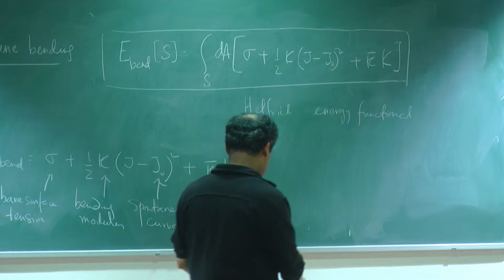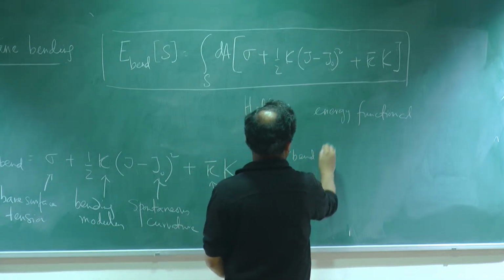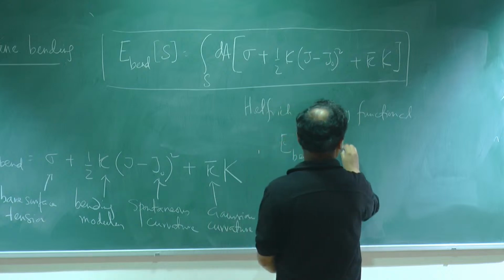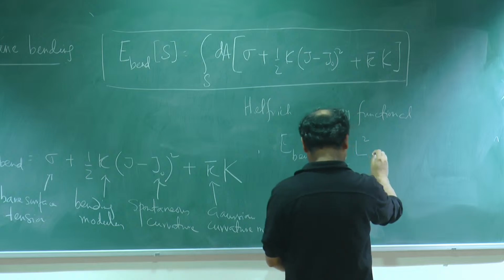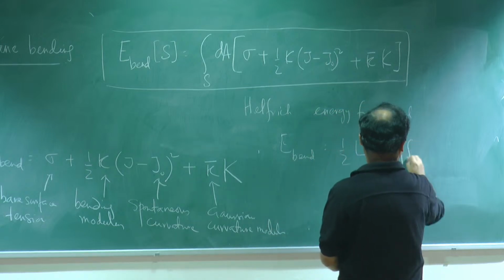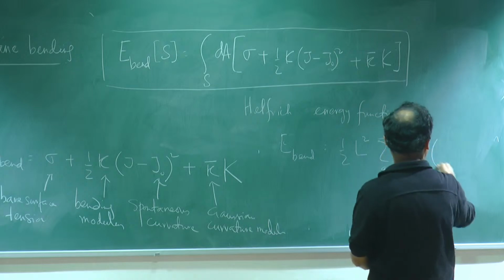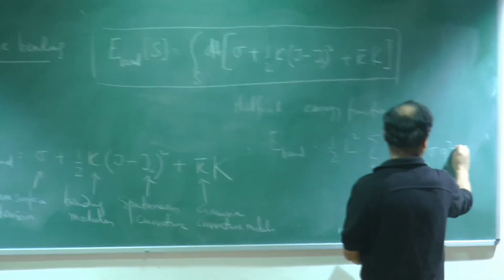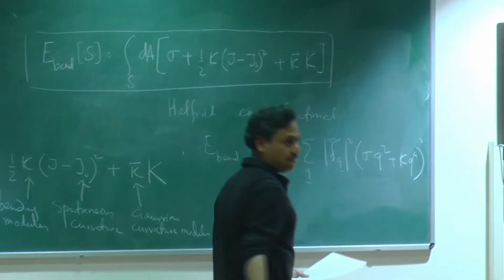Is that the E bend? In that case, when I do a discrete Fourier transform, it would be given as half L squared, sum over the Q modes. This is something for you to show; people who are interested can go into more details and write this as sigma Q squared plus kappa Q to the power of 4.